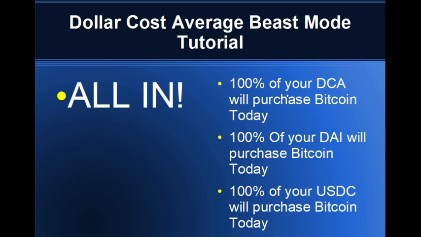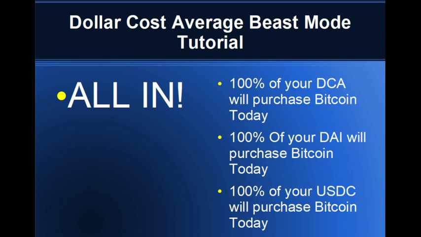So you might have your $100 that you're going to buy Bitcoin with, that $100 that you've been putting away every week. Maybe you have $1,000 saved up in your DAI account. You would purchase $1,000 of Bitcoin on that day.